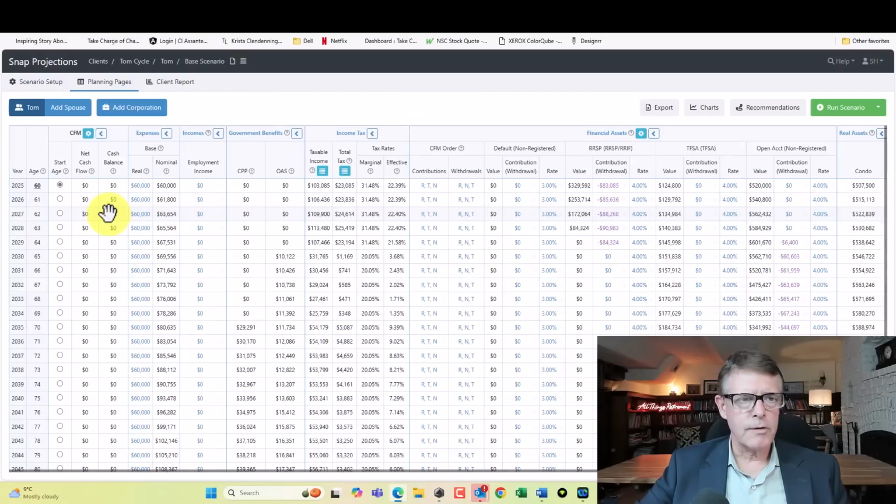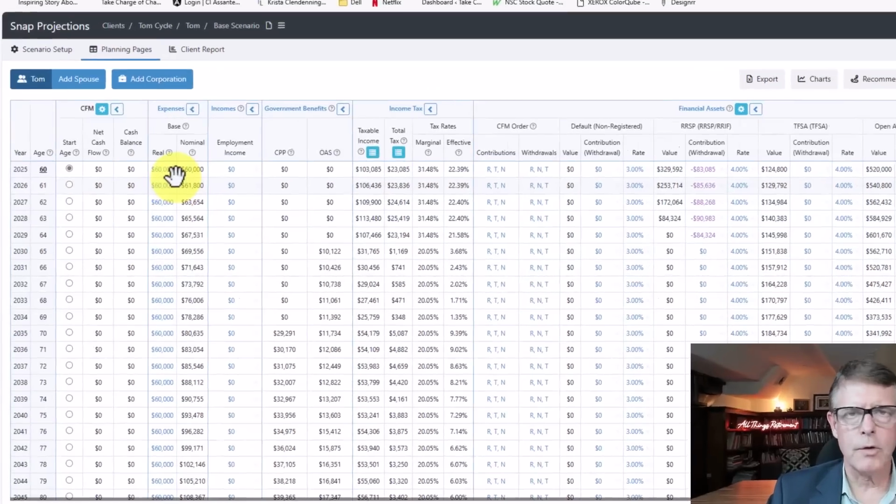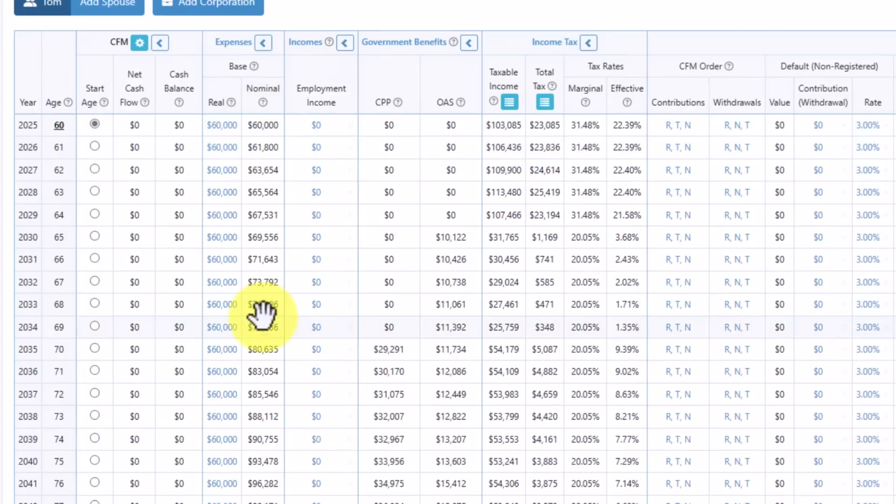Okay, let's look at the SNAP forecast. Again, there's $60,000 per year of after-tax income, indexed at 3%. It goes from $60,000 after tax to, by Tom's age, let's say 75, now up to $93,478 in after-tax expenses as an example. So that expense needs goes up every single year.